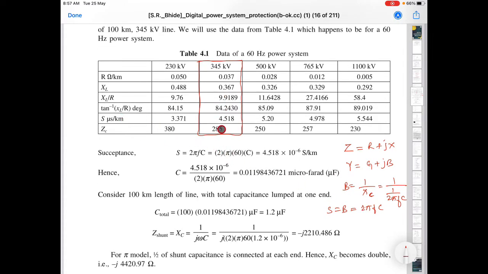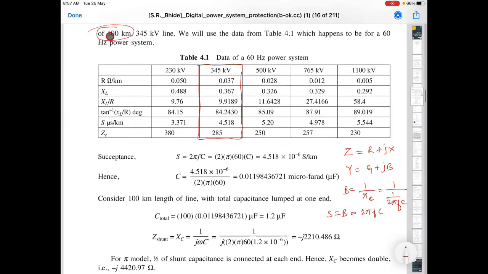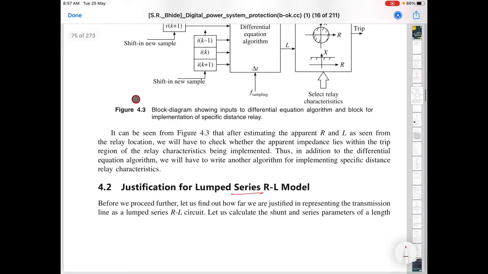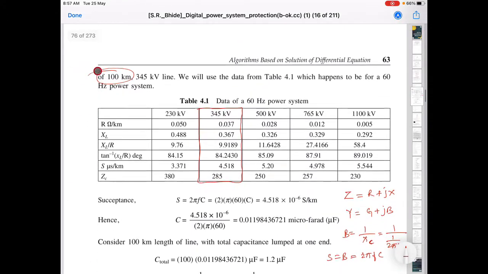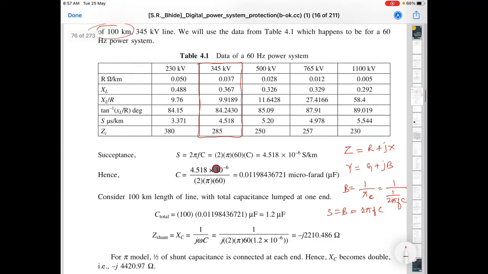And we have taken a length of 100 kilometer. We have taken a problem for 100 kilometer, okay. So into 100 if you do, you'll get 1.2 microfarad. So this into 100 is 1.2 microfarad. So this is our total C now, correct, total capacitance.